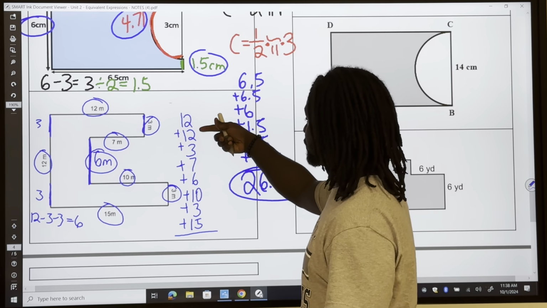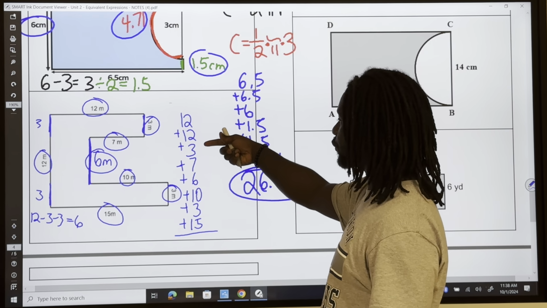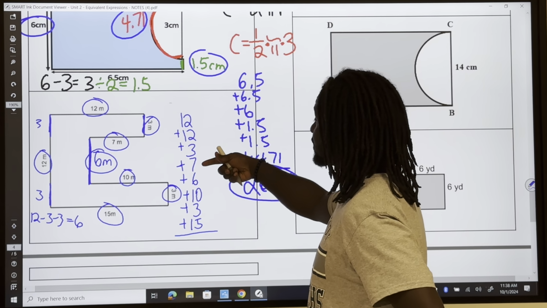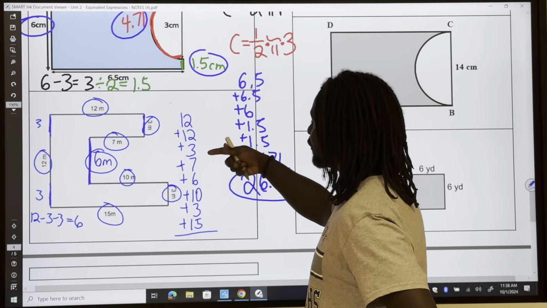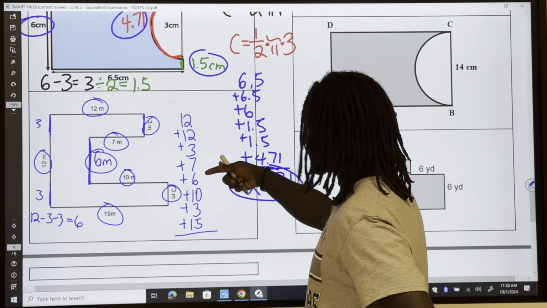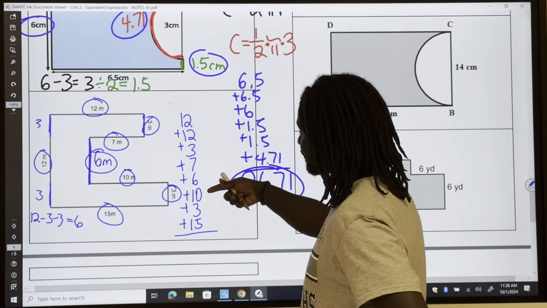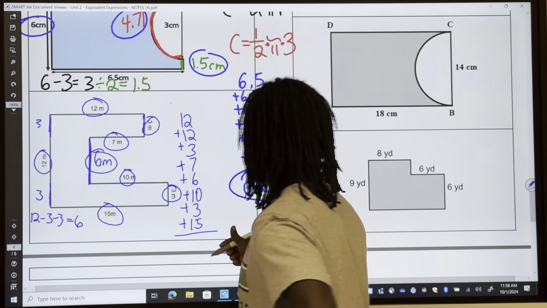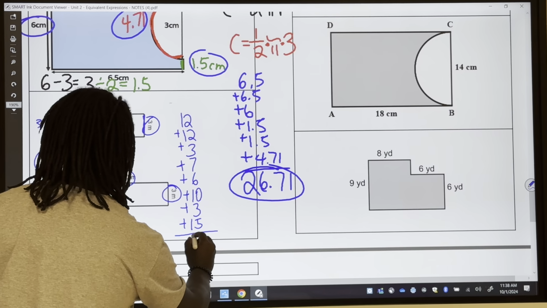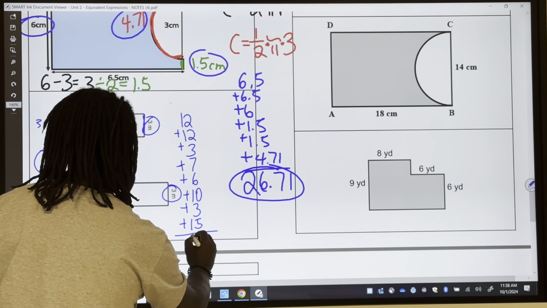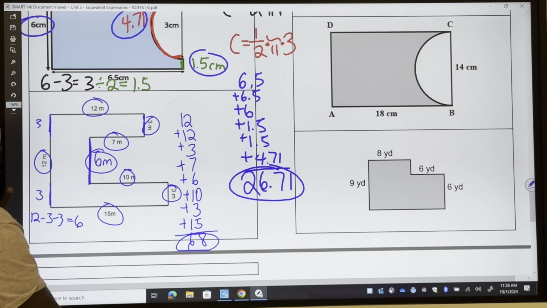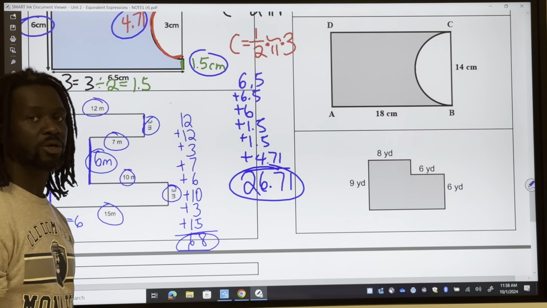All right, 12 plus 12 is 24. 24 plus 3 is 27. 27 plus 7 is 34. 34 plus 6 is 40. 40 plus 10 is 50. 50 plus 3 is 53. 53 plus 15 is 68. Okay, and so 68 is the perimeter of the entire figure.